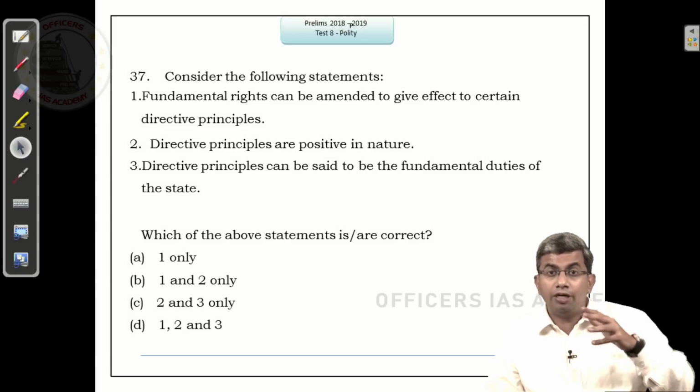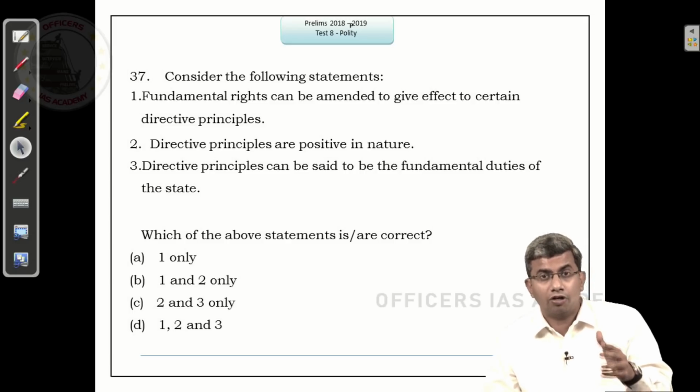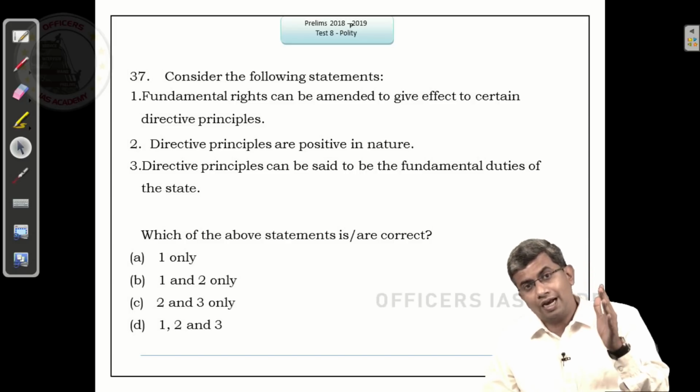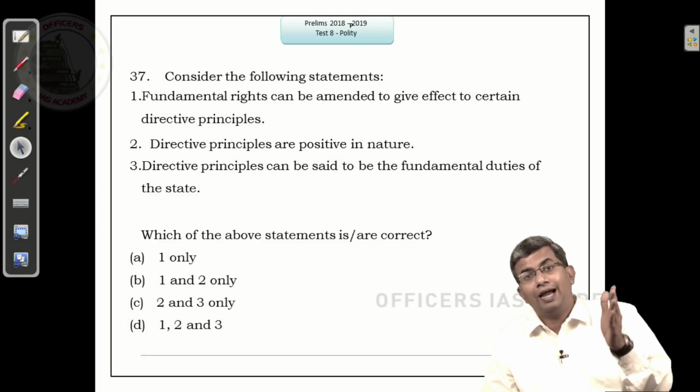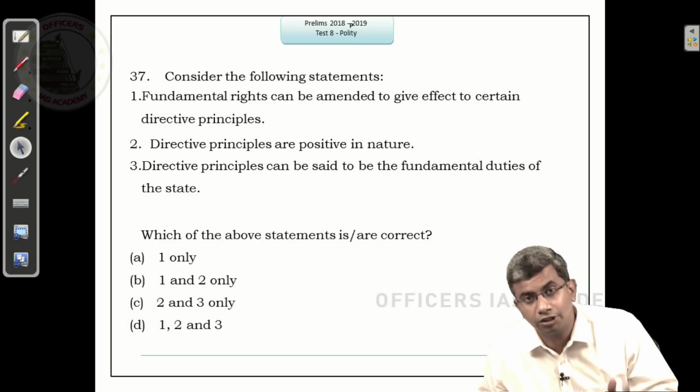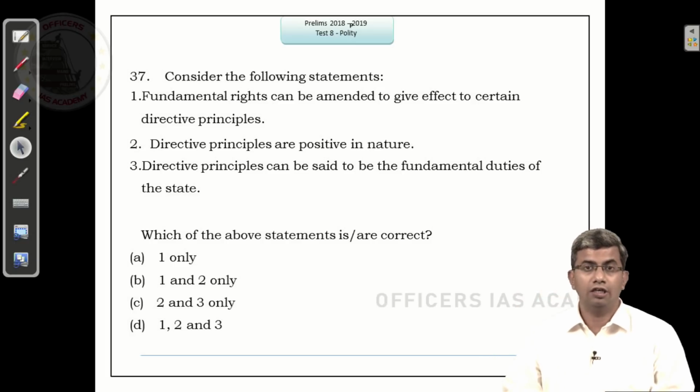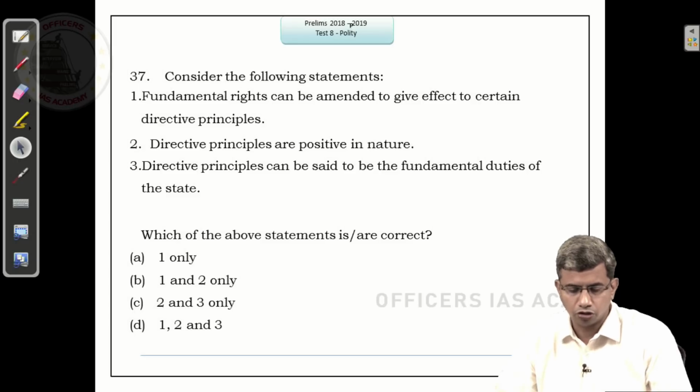They are said to be the fundamental duties of the state because it says it shall be the duty, it shall be fundamental to the governance of the country, and the state shall take these principles into account while framing its laws, is what is specified in Article 37. So the third statement is also correct.